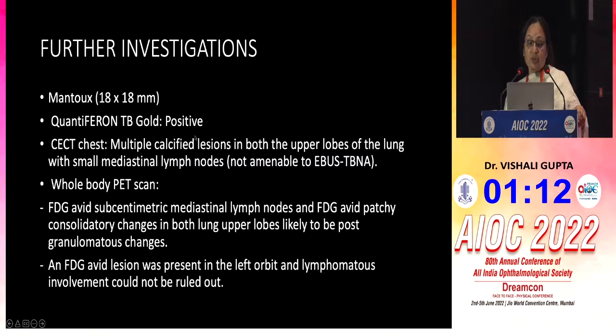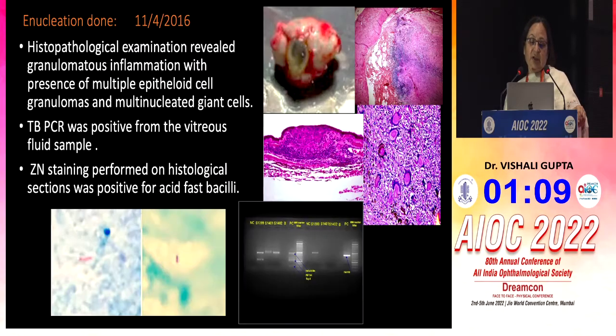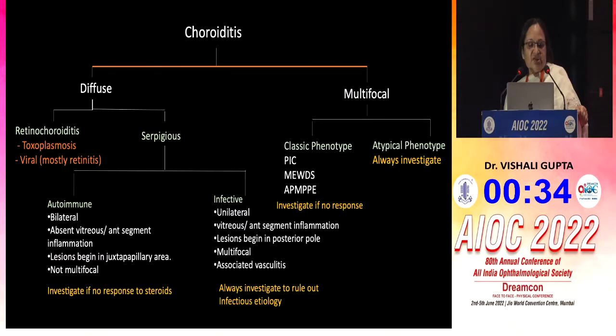Her Mantoux was positive, QuantiFERON was positive, and we even went to the extent of enucleating the blind eye, which showed a single AFB sitting there. So it was actually TB presenting as multifocal choroiditis, where the initial tests were negative, but on receiving immunosuppression and steroid, the test became positive. So it's always a good idea to repeat the test after 3 months or 4 months if things are not going the way you wanted them to go. So this is how she responded.